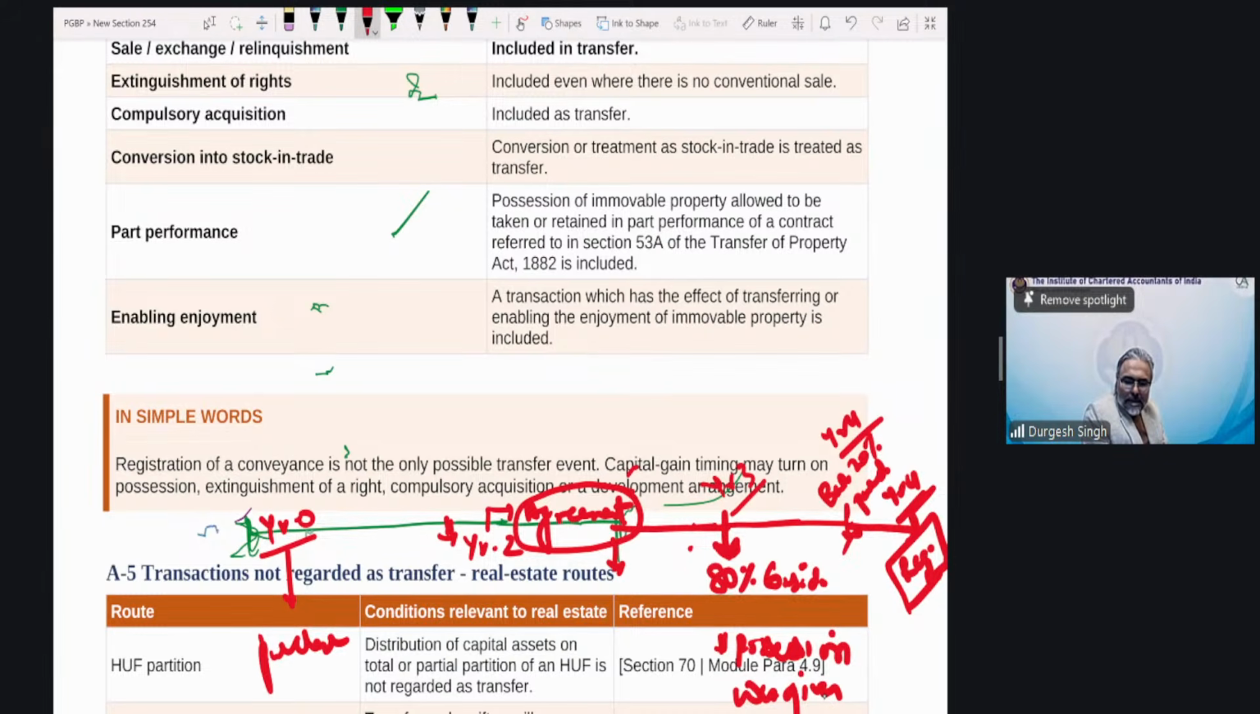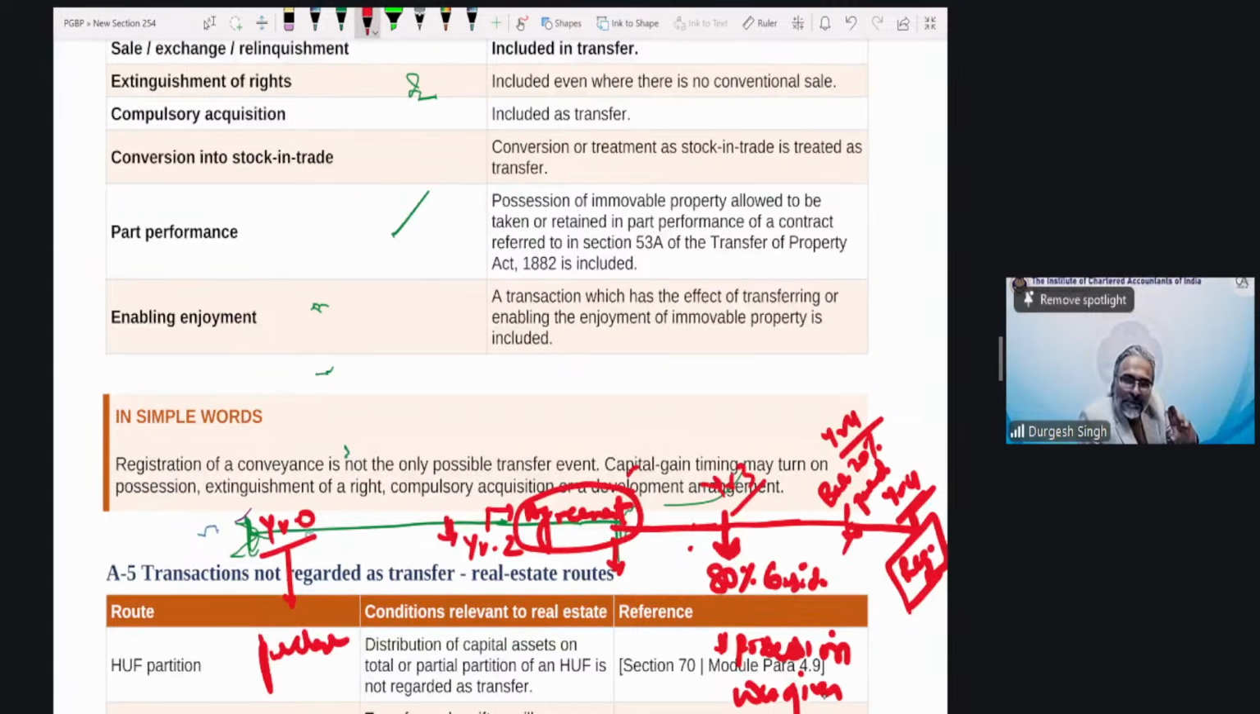Sir, I think in year 3, when the possession was taken by the buyer, the transfer has taken place. Very good, Yogendra. So therefore, it is year number three. That possession is now sufficient. In part performance, still 20% is left and registration is yet to be done. But this is considered as a transfer if you give the possession, which means you are giving the control.